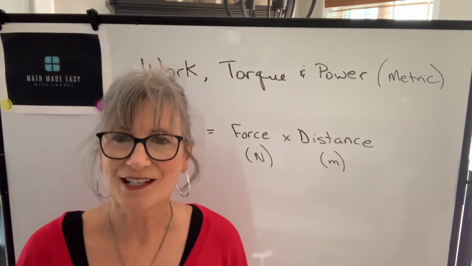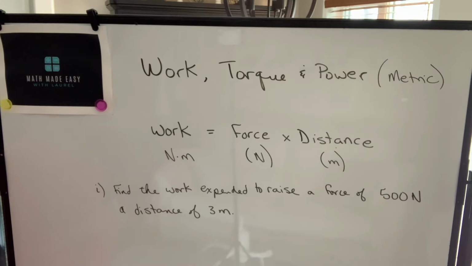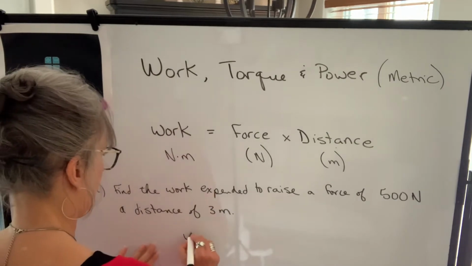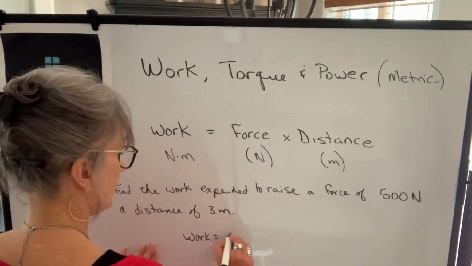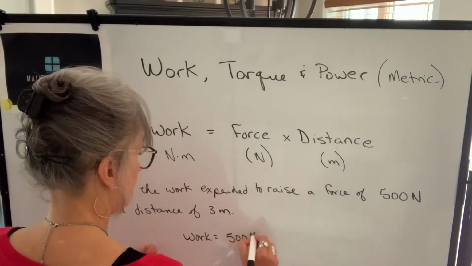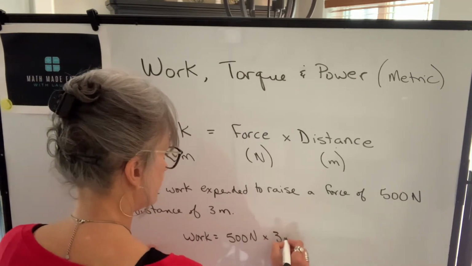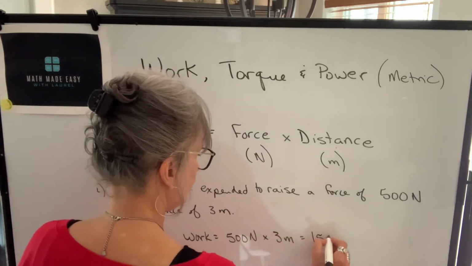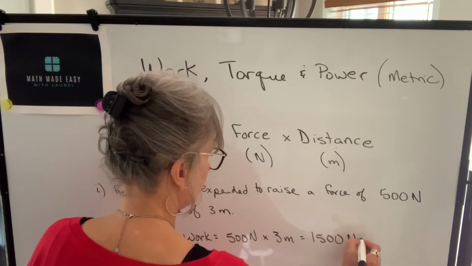Let's take a look at an example. It asks us to find the work expended to raise a force of 500 newtons, a distance of 3 meters. So our work will be equal to the force of 500 newtons times a distance of 3 meters, which is 1500 Newton meters.